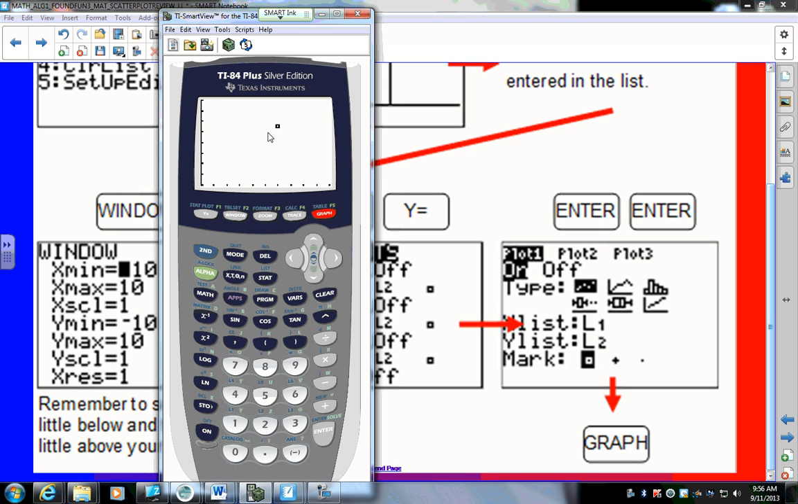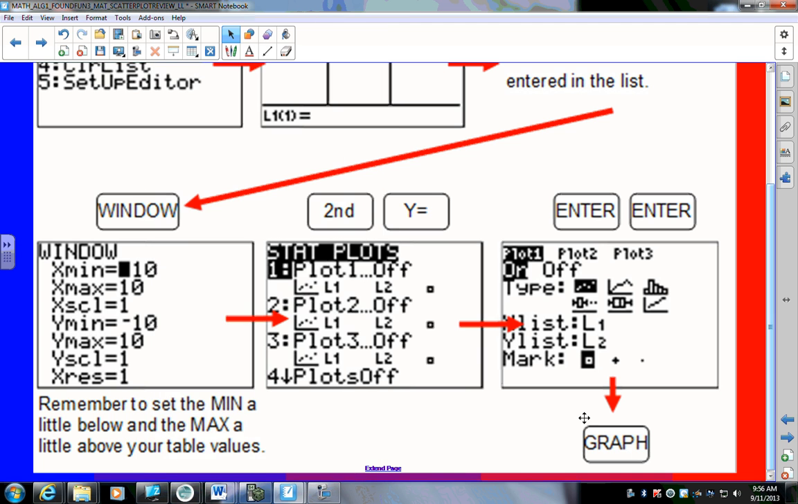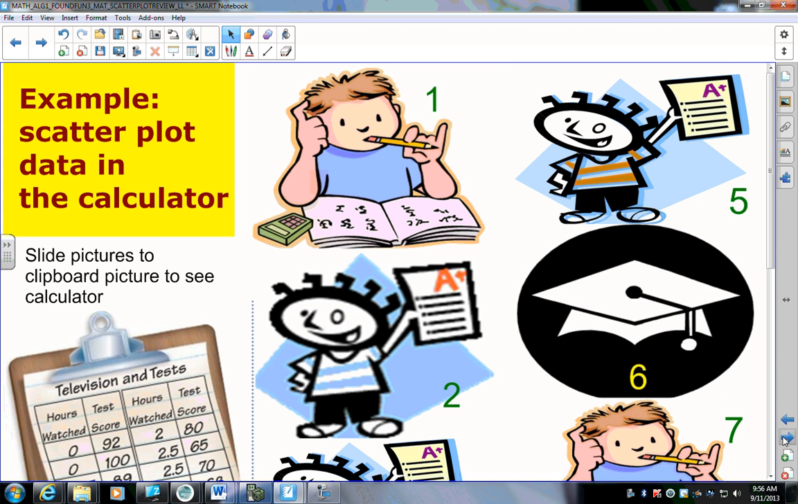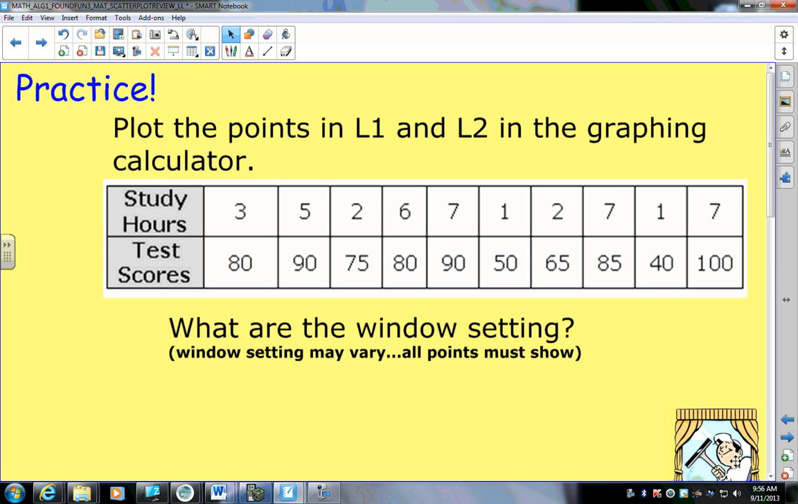Now, you only see one because it just depends on what you've done. That's because you didn't change your windows. All right, now let's try and do this together. Here's what we're going to do. We're going to do this one together.